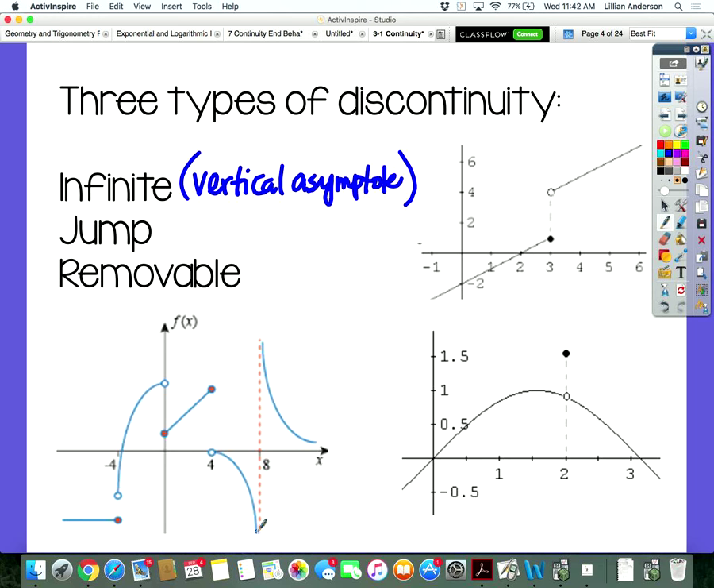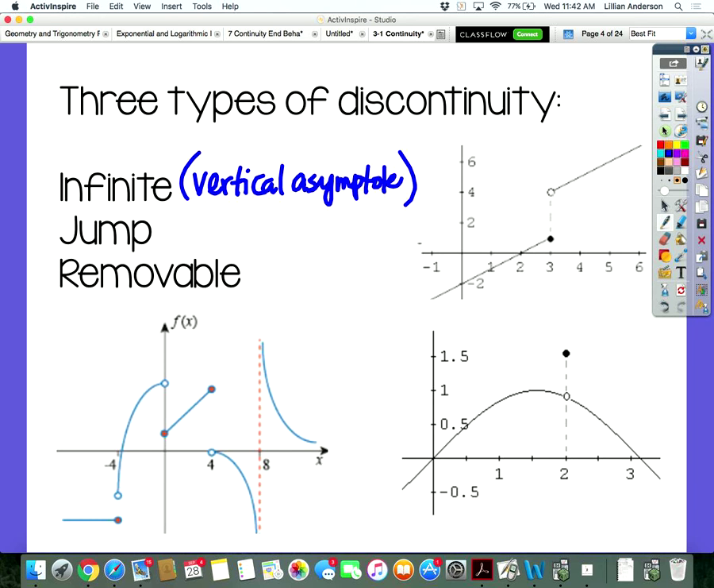A jump is a jump. It's pretty straightforward, okay? If you're tracing over the graph and you have to jump to get to the next one, then it's not continuous. For example, look at this top one. I'm going along the curve, I stop here, but in order to get to the rest of my function, I have to literally pop up to 4 to keep going.